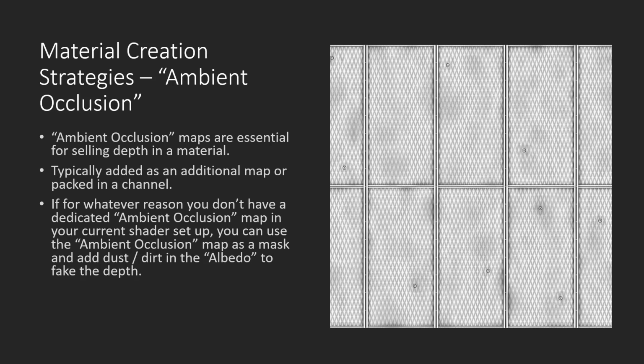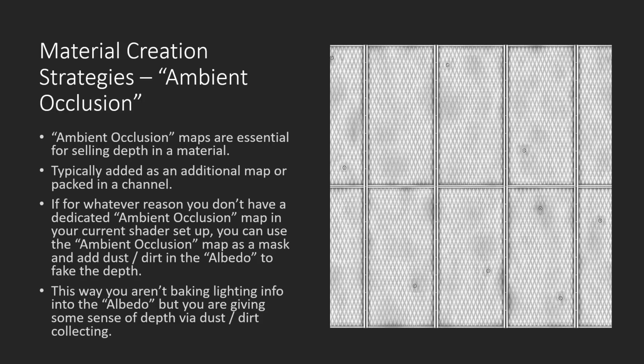But if you don't have one, one thing that I've done in the past is use the ambient occlusion as a mask to add dust and dirt into the albedo to fake depth. That way you're not baking light into the albedo, but you're giving a sense of depth via dust and dirt collecting. So you're going to get a similar effect, but it's a naturally occurring thing for dust and dirt to collect into the crevices.